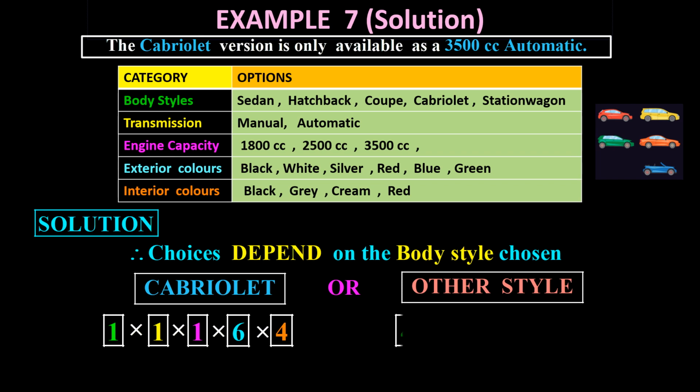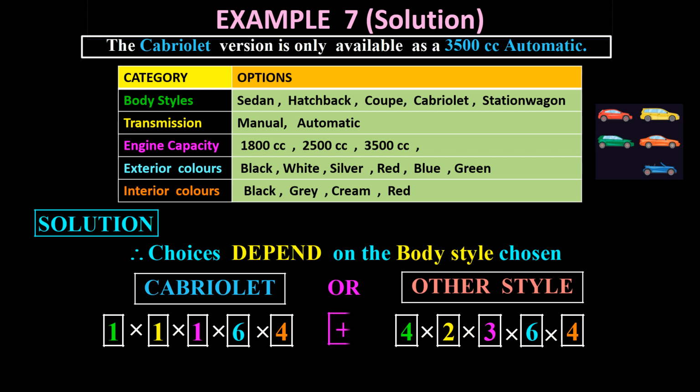Let's look at the other choice. For the other styles, we've got 4 styles to choose from. Then we still have the 2 transmission styles. Can have any of the 3 engine capacities, any 6 of the exterior colors, and any 4 of the interior. Again, we apply the product rule here. Now, because of cabriolet or, we're going to apply the sum. So the or indicates we're going to have the sum of those choices.